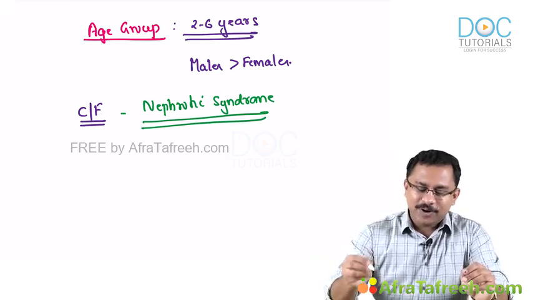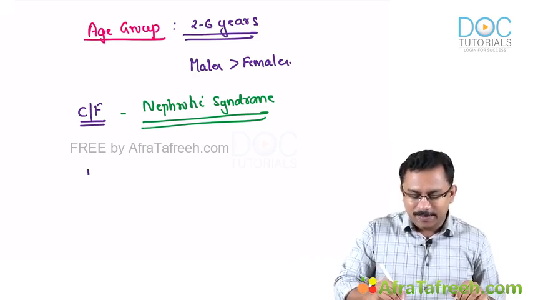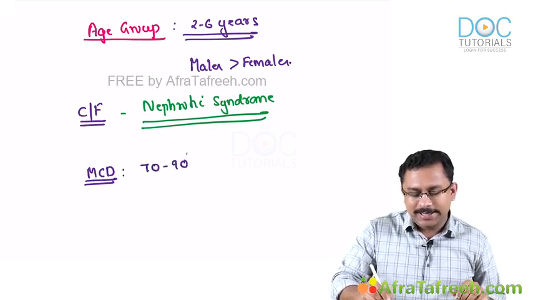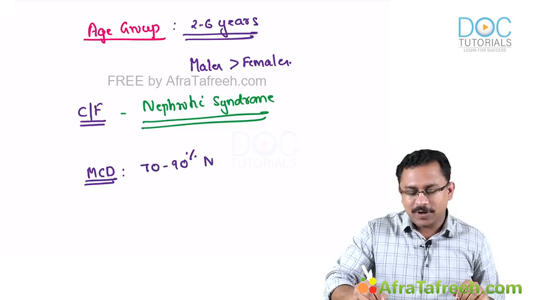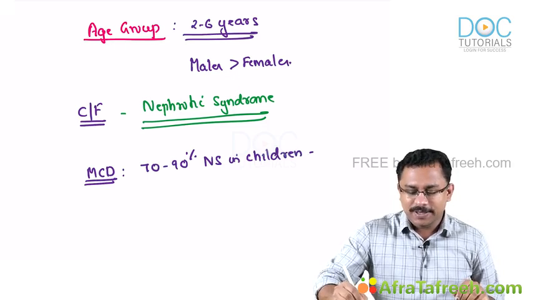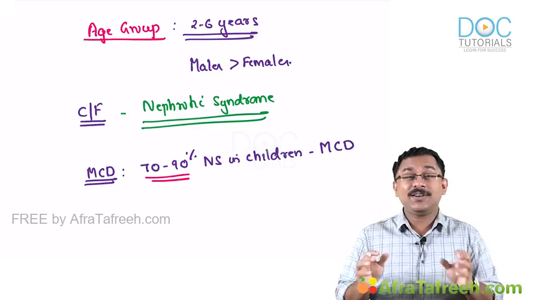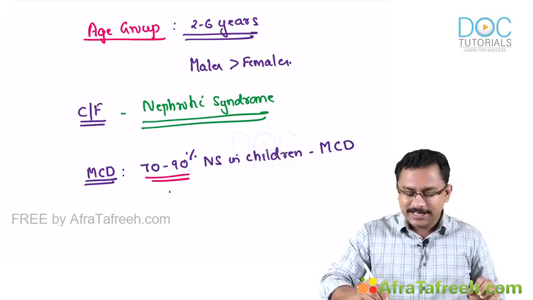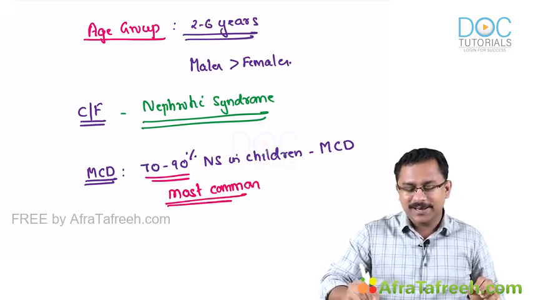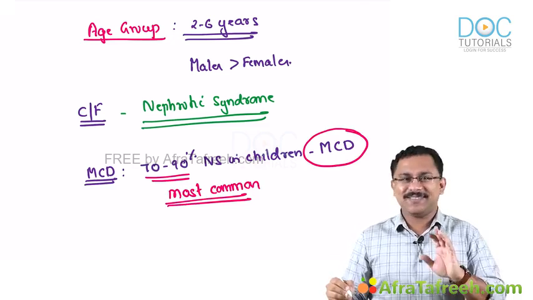And when I say nephrotic syndrome, minimal change disease, please understand that MCD, minimal change disease, accounts for almost 70 to 90% of nephrotic syndrome in children. See this number, 70 to 90%, which means this is the most common cause of nephrotic syndrome in children. What is the most common cause? Minimal change disease. Very clear.